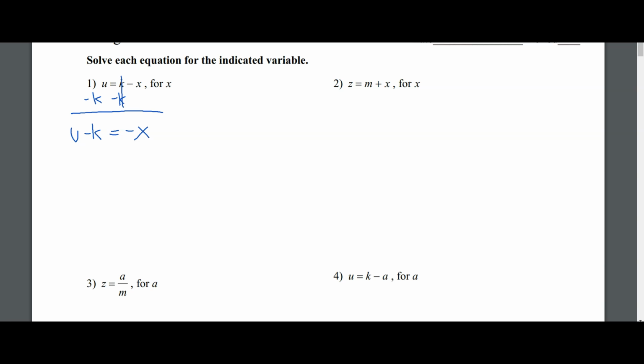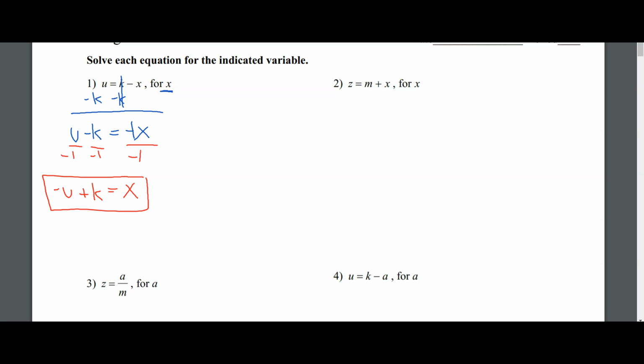Now, we have x on one side, but it is negative. When it says solve for x, it means solve for positive x. So we have to figure out a way to simplify this negative in front of our x term. Well, this negative is really just a negative 1, which means we should be dividing by negative 1. Divide everything by negative 1. This is now going to give us negative u plus k is equal to x. Okay, so we have now solved for x.